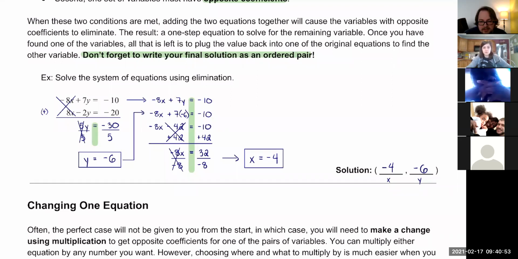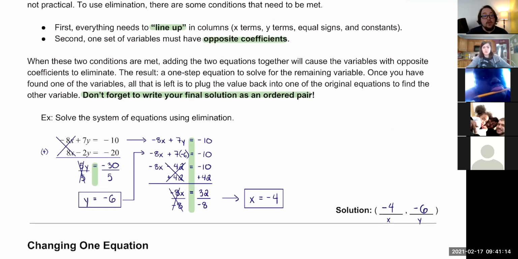Now, if I was to put this into a graphing software, it would run all the numbers. It would do it very quickly. It would graph 2 lines. But what would come out of it is, if we looked at where those 2 lines crossed, they would be crossing exactly at the point negative 4, negative 6.